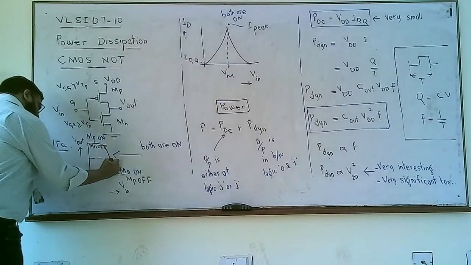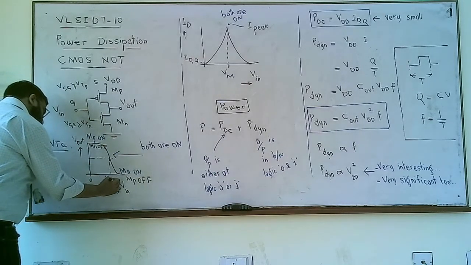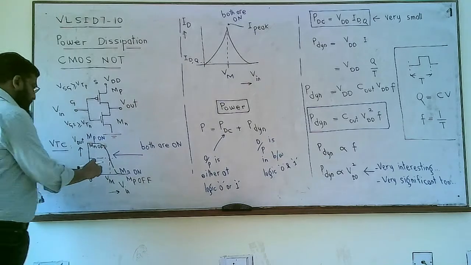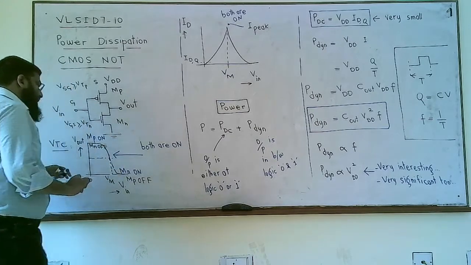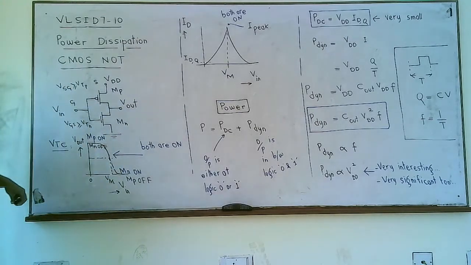And we also studied about this voltage. This is VM, the middle voltage, where Vin is equal to Vout, and not only at VM but for voltages around VM, both MP and MN are on.